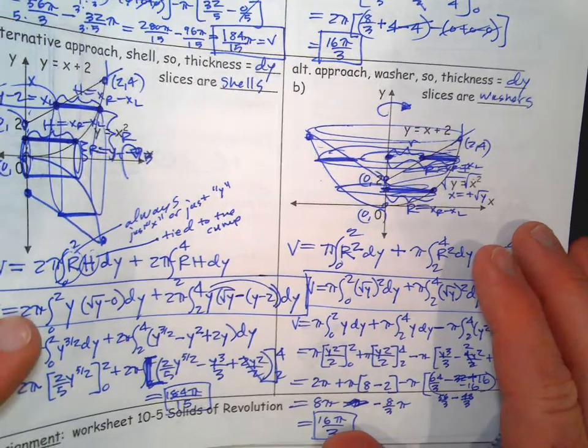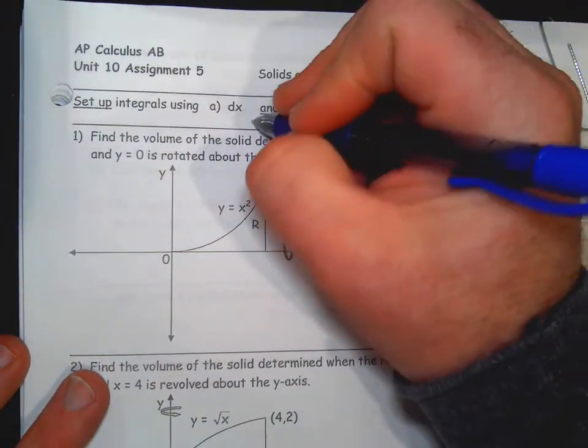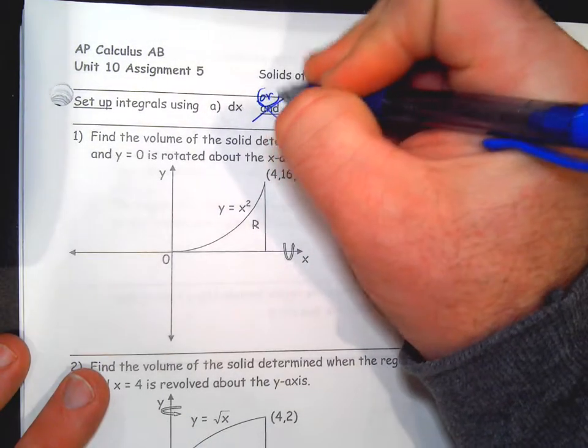Now, in tonight's homework, just to clarify, it says that you're going to be using dx and dy, but I don't want it to be dx and dy. I want it to be or.